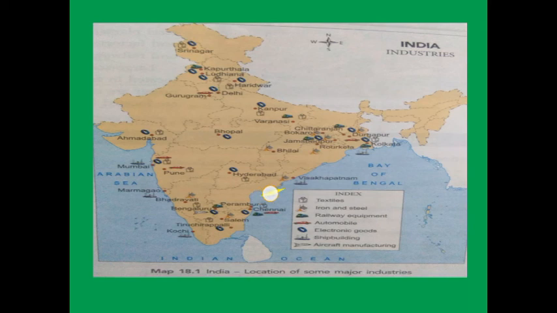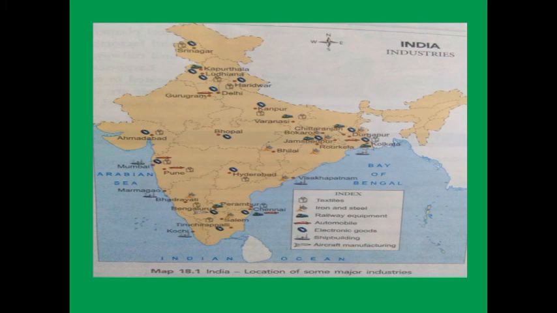Then come down in south, Chennai, and here Tiruchirappalli, Bangalore, Pune, Ahmedabad. So in all these places, the textile mills, different textiles are made, such as cotton textile, silk textile, woolen textiles. Like woolen textiles we get from Srinagar, as I have told, Ludhiana, Amritsar, Panipat, that is in Haryana, Amritsar is in Punjab.